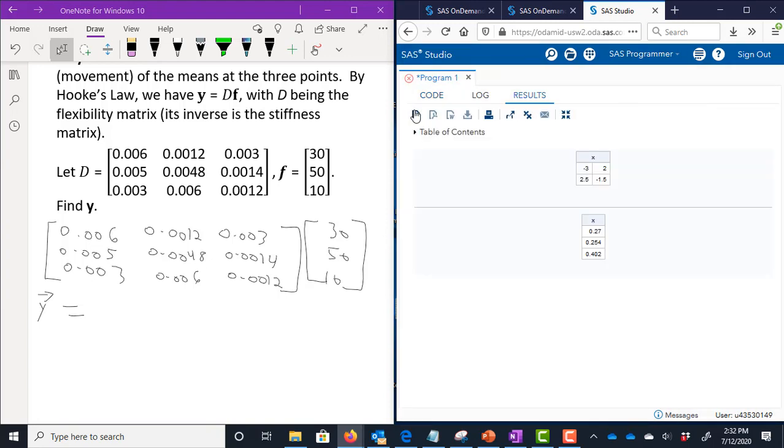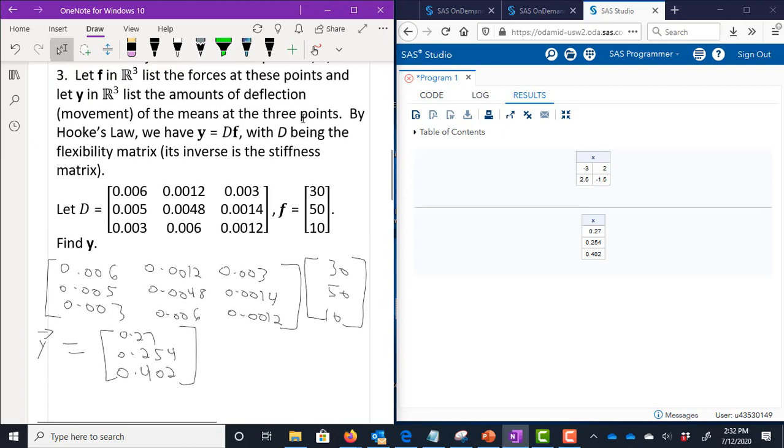That should now give us our answer of 0.27, 0.254, and 0.402 for our solution vector, which in this case would be the amount of deflection or movement of the beam at those 3 points.